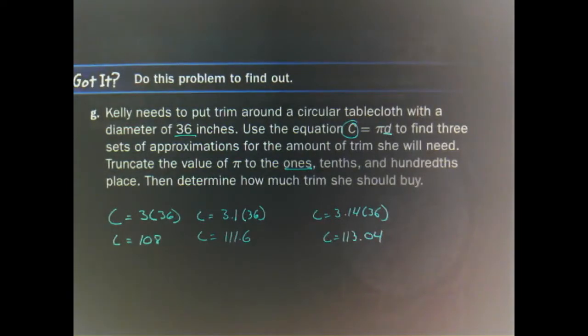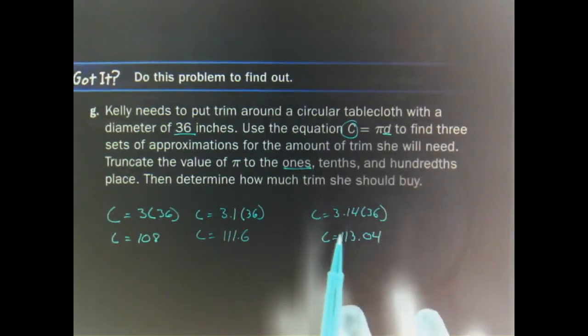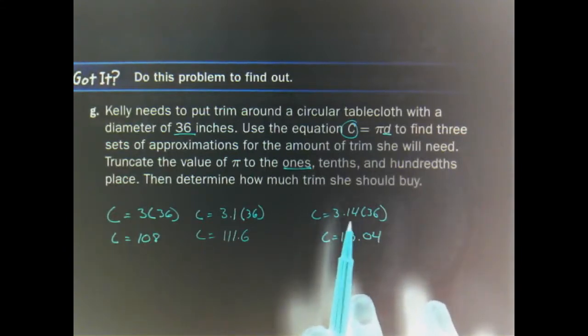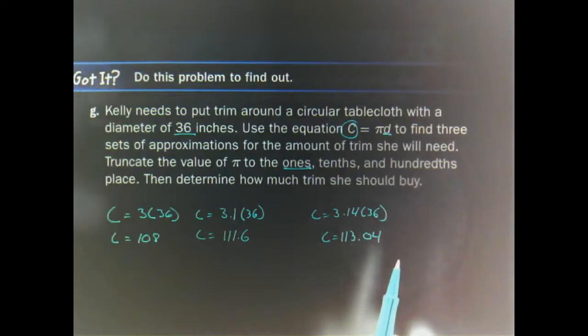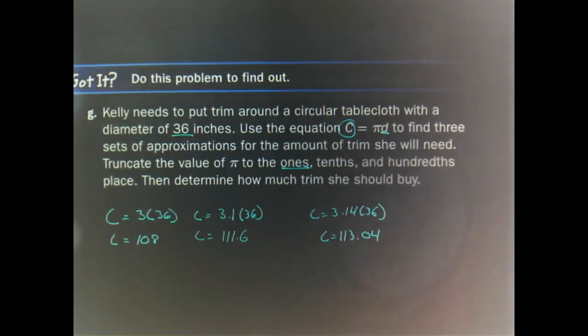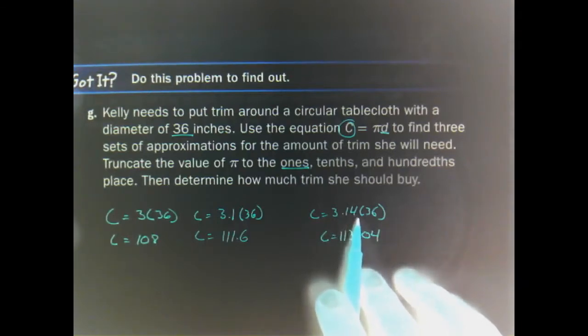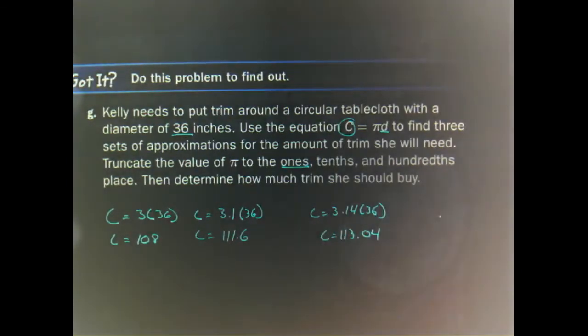My question is, which one would be more accurate? The answer is 113.04 because it uses the most of pi. Pi is an irrational number that goes on and on forever with no repeating pattern. So the more accurate you are, the further you go into the decimal. Now the problem here is when it says determine how much trim she should buy, many people will just say 113.04, but pi continues on past 3.14. It's not zeros after that, there are numbers. So that means it's actually larger than just 3.14.